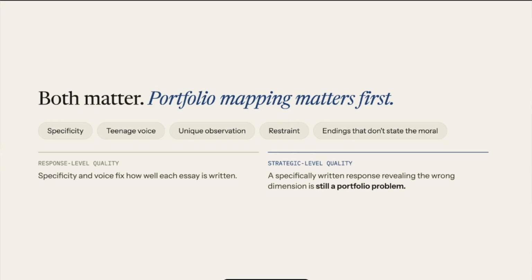The 5 structural features that make individual PIQ responses strong: specificity, teenage voice, unique observation, restraint, and endings that don't state the moral, all matter, but they matter within the portfolio structure. A specifically written response that reveals the wrong dimension is still a portfolio problem. Portfolio mapping fixes strategic level quality. Both matter. Portfolio mapping matters first.